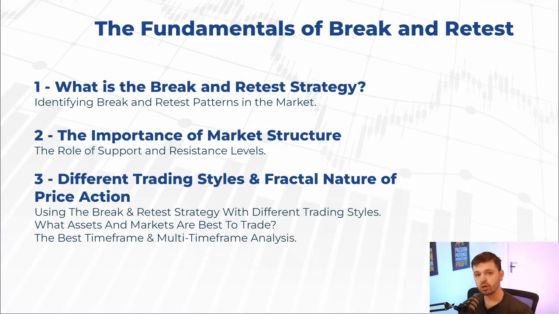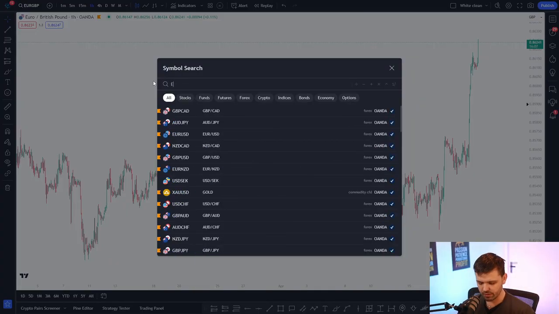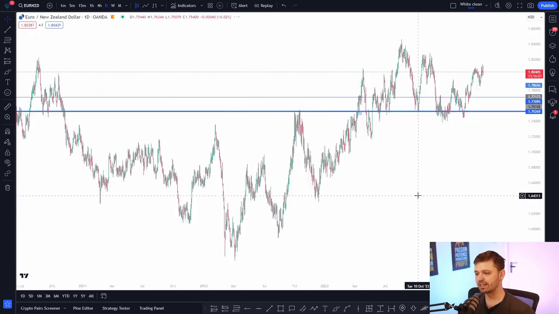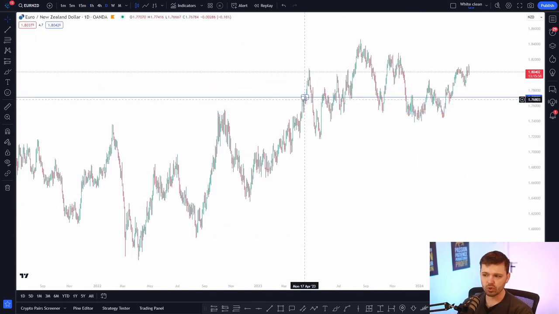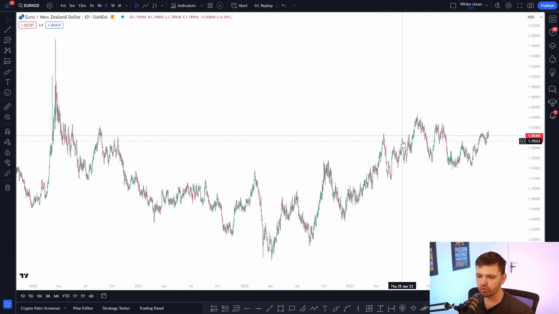All right, so we've already talked about what the break and retest strategy is. I've shown you some examples. So now that we know what to look for, I want to take a look at the importance of market structure, and I'm going to focus on showing you how I mark out my horizontal levels. So I'm going to be focusing on horizontal levels in this course. Now, as you've seen, you can use the break and retest strategy or system on a trend line, a horizontal level, a channel, EMAs, or whatever. But I'm going to be focused on horizontal levels here.